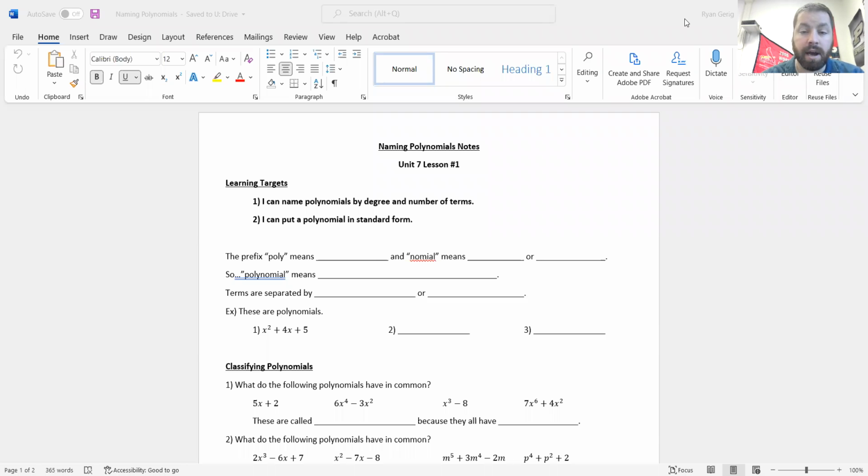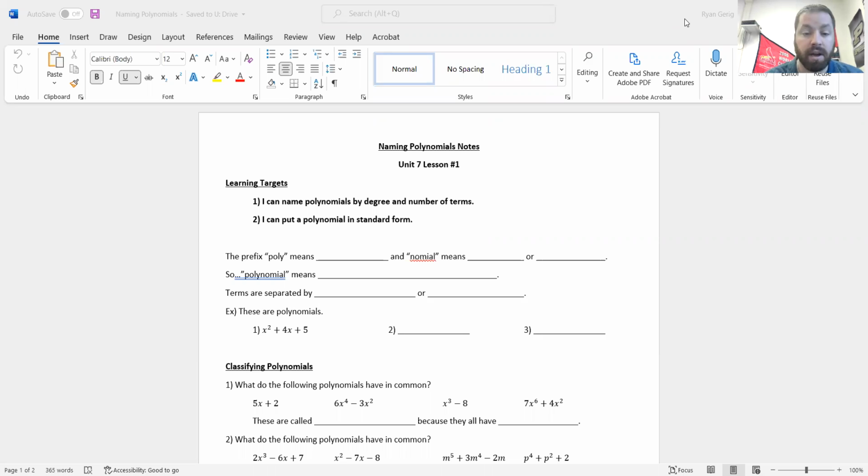Hi, everybody. Here we go with the new unit, Unit 7, Lesson 1. We're going to start out pretty easy, hopefully, for most of you. We're going to be naming polynomials here. So let's just jump right in. Learning targets for this lesson: being able to name polynomials by degree and number of terms, and then putting a polynomial in standard form.